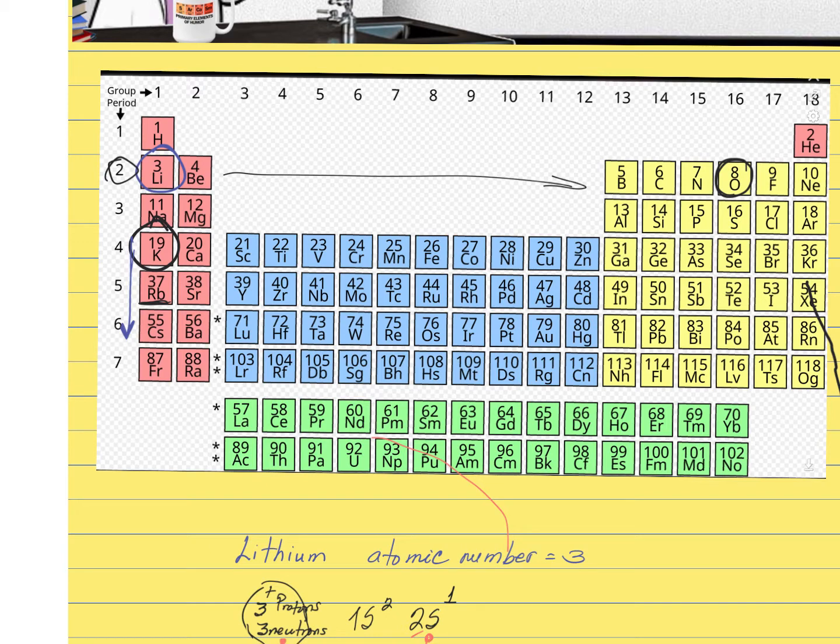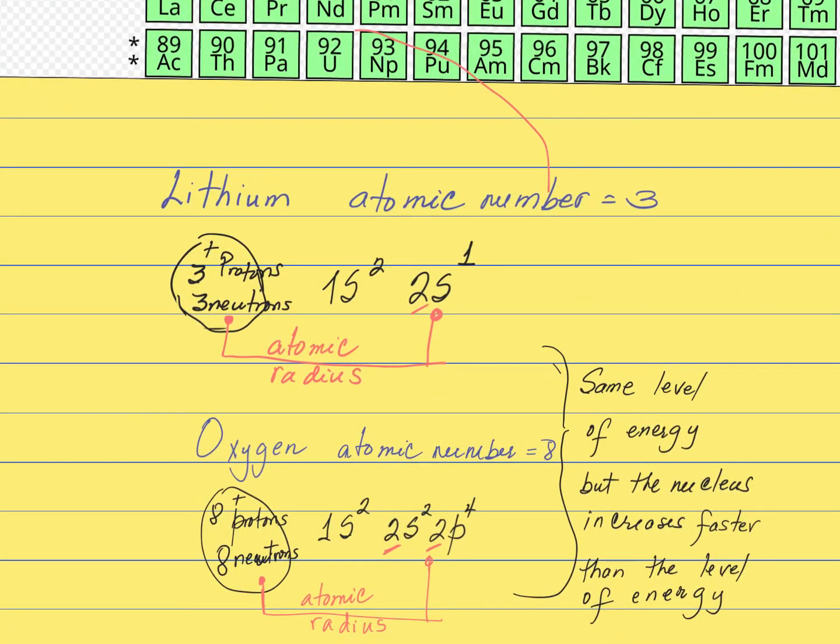So I'm doing this because now I'm going to explain the trend of the atomic radius across the period. I'm going to start with lithium. Lithium has an atomic number equal to 3, so 3 protons, as I was explaining before. You have one of the isotopes over here with 3 neutrons, and then you have to organize the electrons in the electron cloud. The distance from the center of the nucleus all the way through the last level of energy, that's the atomic radius.